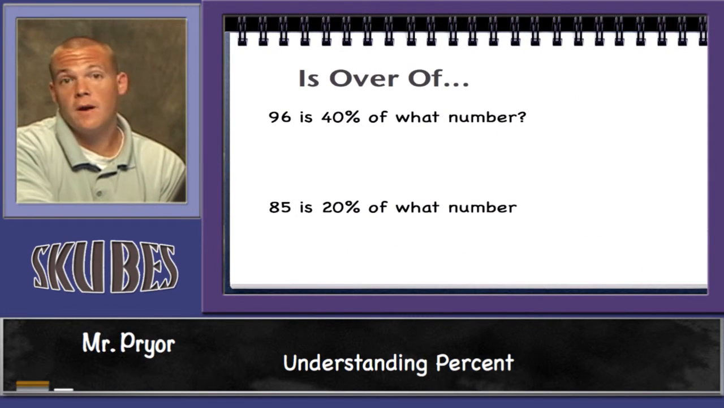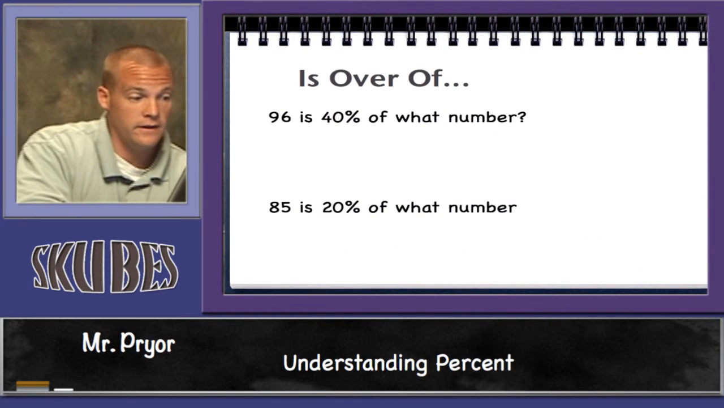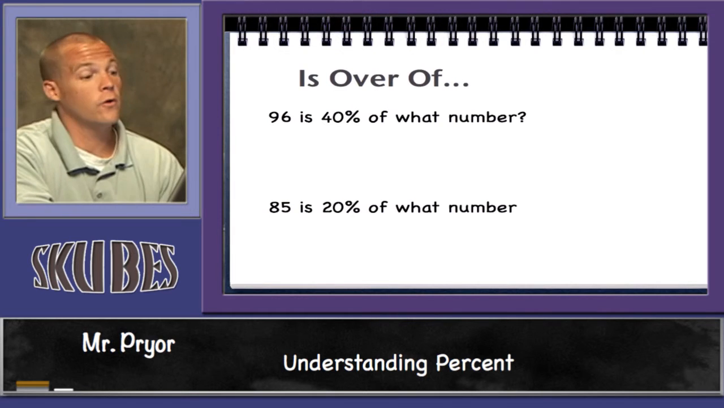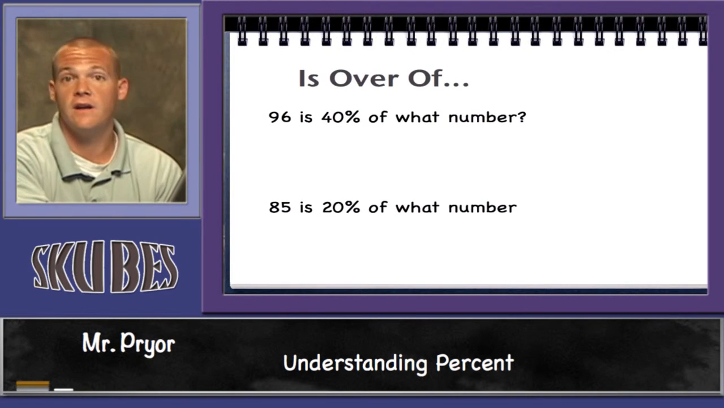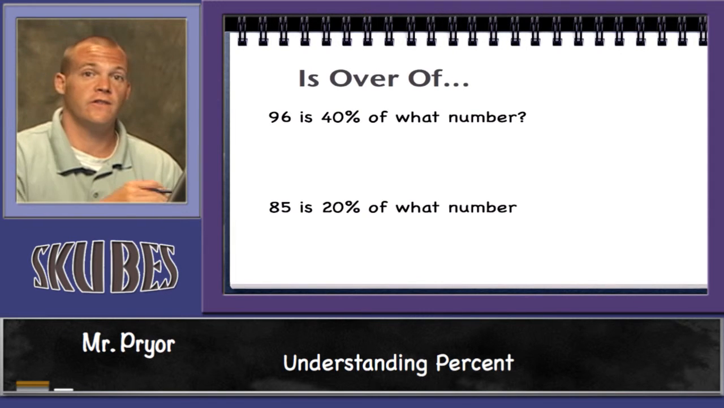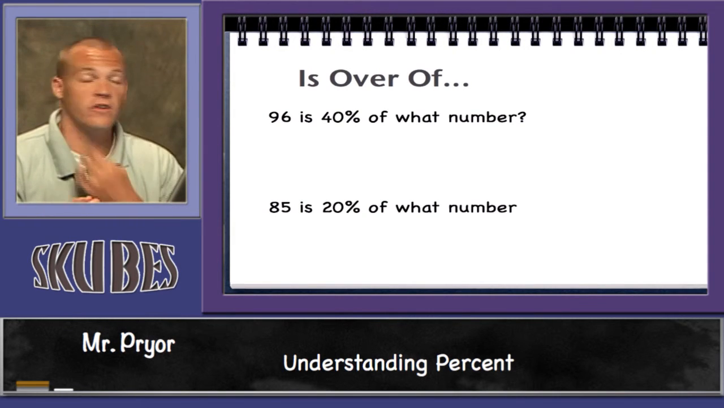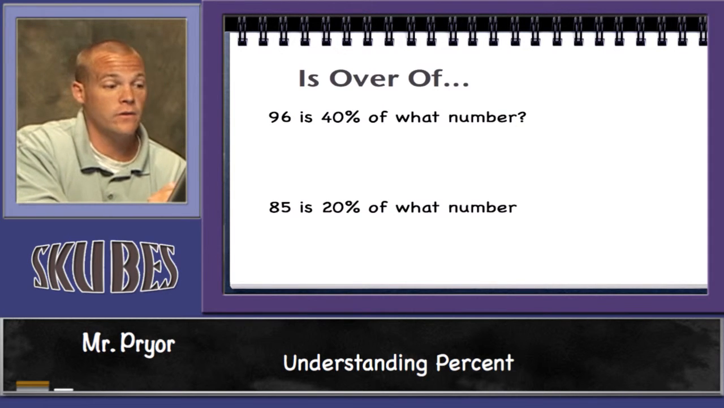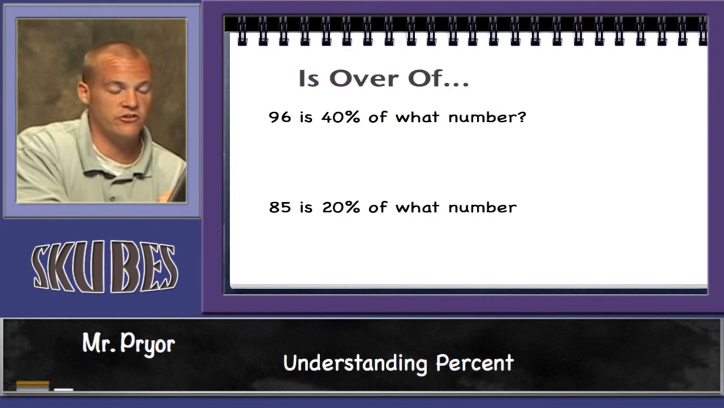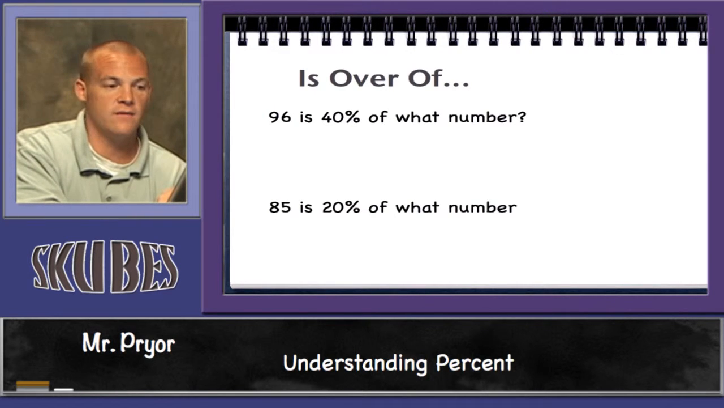Now, the other style of problem you can see is really just determined by the wording and the values that they give you. In this case, you have 96 is 40% of what number? So they've kind of just changed the order in which and the values that they're giving you. Really just the order. So in this case, we're going to use the same strategy. The is over of strategy. 96 is 40% of what number?